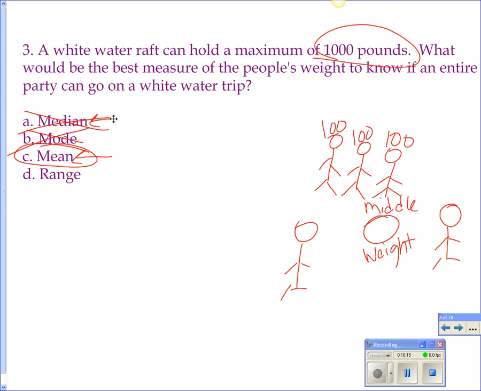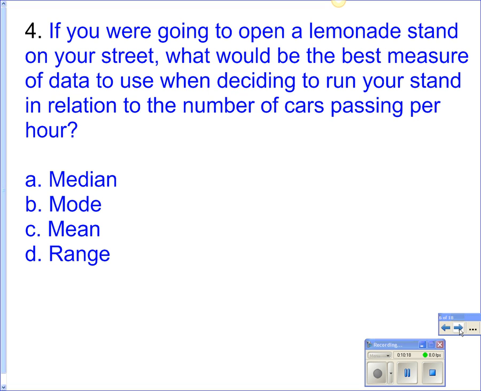All right. The next question, if you were going to open a lemonade stand on your street, what would be the best measure of data to use when deciding to run your stand in relation to the number of cars passing per hour? Okay, so what am I doing in this problem? I'm opening a lemonade stand. What am I trying to decide? Okay, so I'm trying to decide when to run it.